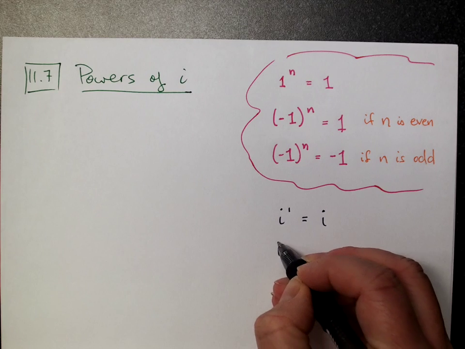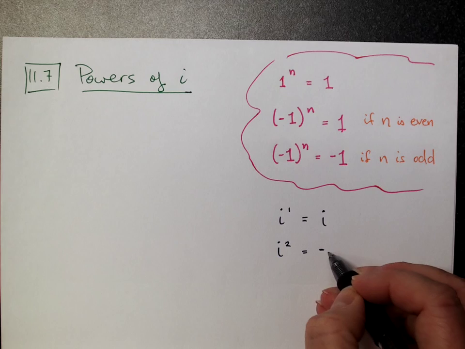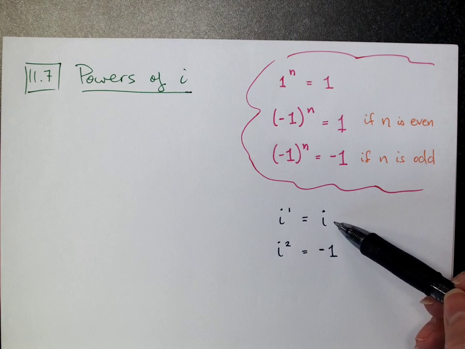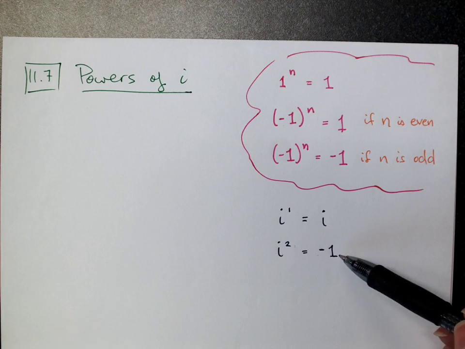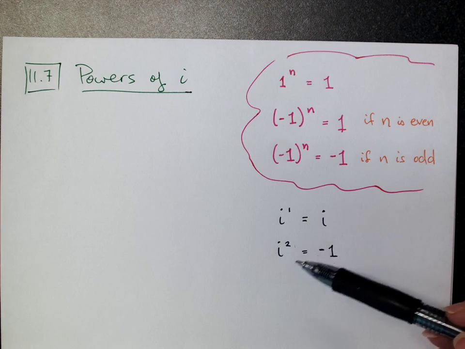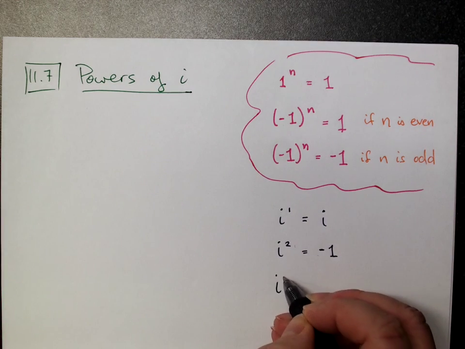What about this one, i squared? It'd be -1, yeah. So i to the first is just i, and i squared is no longer imaginary, it is a real number, -1. So we know these two. Now if we know these two, we can figure out any other one. So let's look at i cubed.